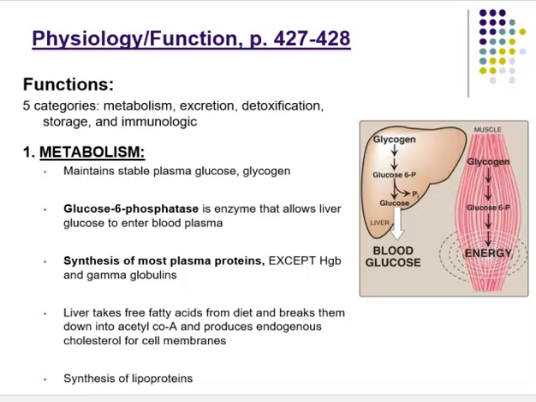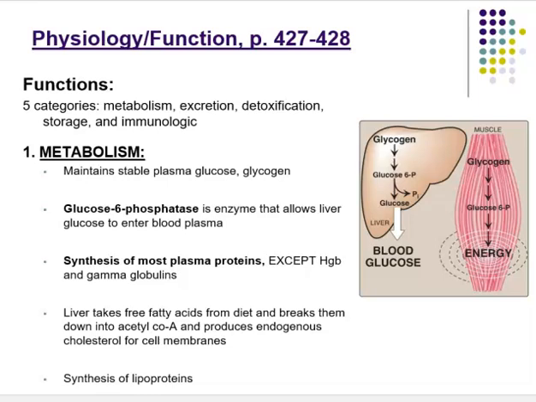The liver takes free fatty acids from the diet and breaks them down into acetyl-CoA. So what's acetyl-CoA? It's a molecule that participates in biochemical reactions in metabolism, and its main function is to deliver an acetyl group to the citric acid cycle, the Krebs cycle, to be oxidized for energy production.